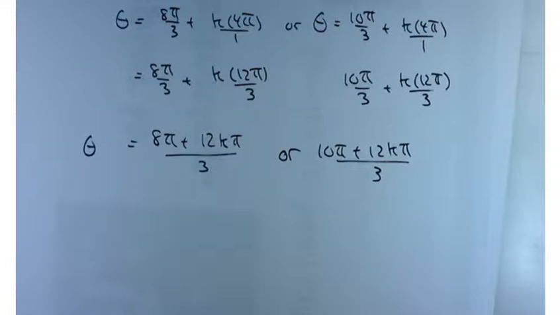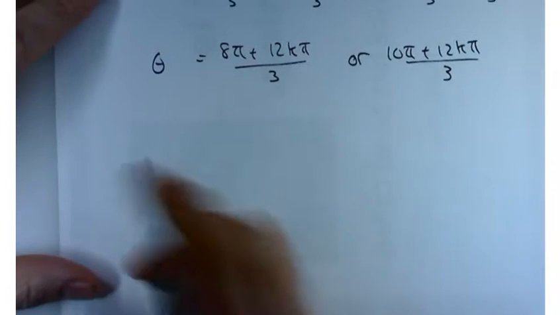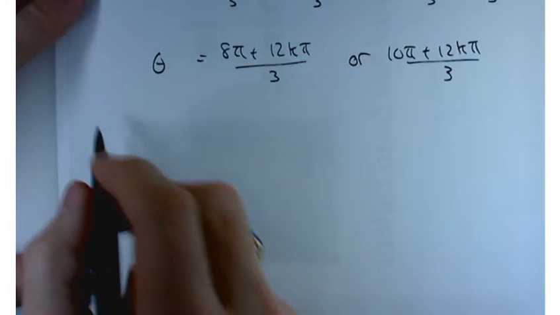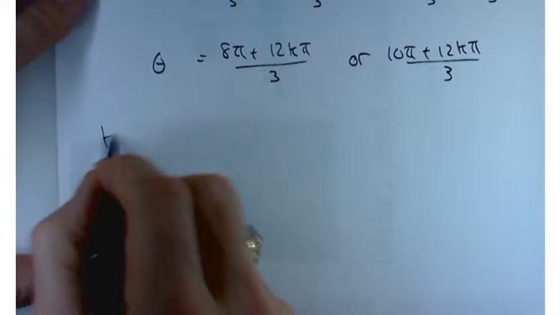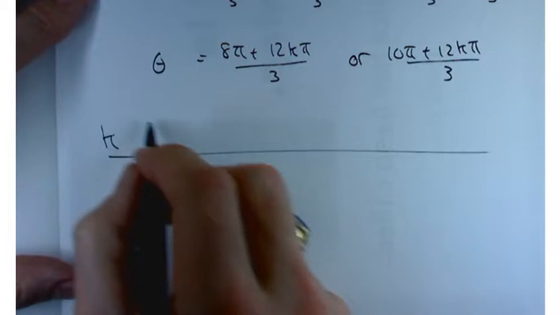The last little piece of this is that they want 6 solutions. They don't want the general solution. They want 6 particular solutions. So what we're going to have to do is plug in some values for k. So we'll make ourselves a little table, k and theta.